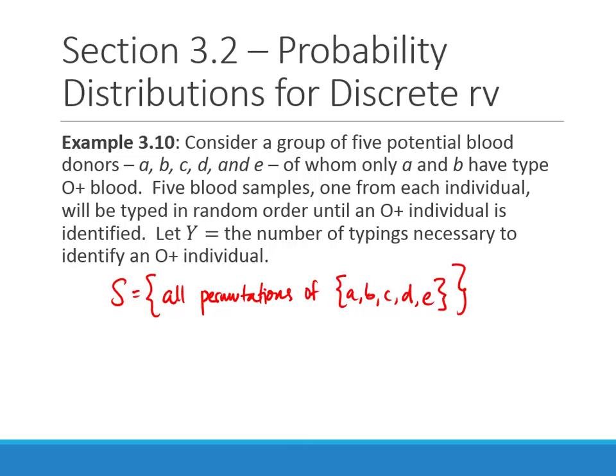And maybe just jump back to chapter 2. How many elements are going to be in my sample space? 5 factorial, right? I have 5 items and I want to choose 5 of them, which is just 5 factorial, which is 120. So I have 120 outcomes in my sample space there. Just all ordered lists of A, B, C, D, and E. And again, order does matter here. We're looking at these things in succession.